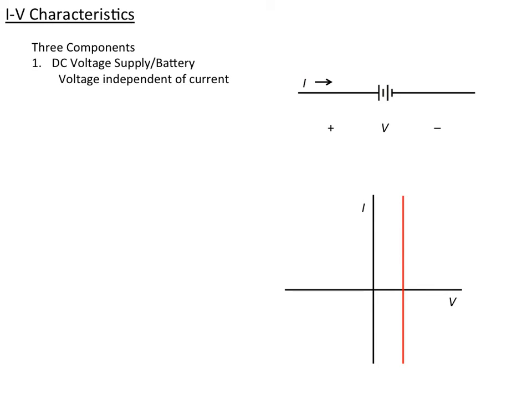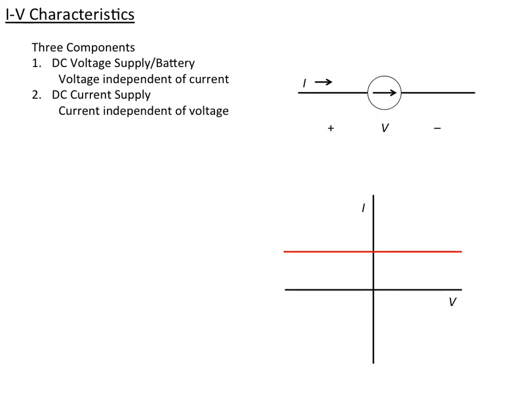In the case of real circuits, if we actually have a battery, we'll use the battery symbol, whereas if we have some DC power supply with a voltage output, we'll use the round symbol.